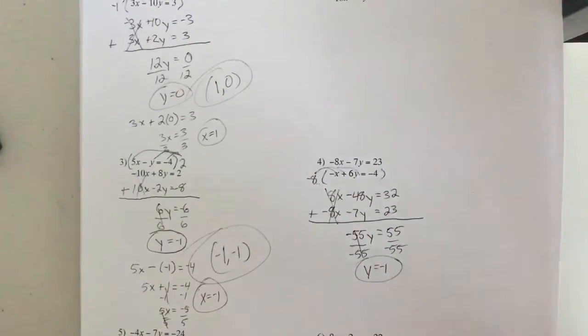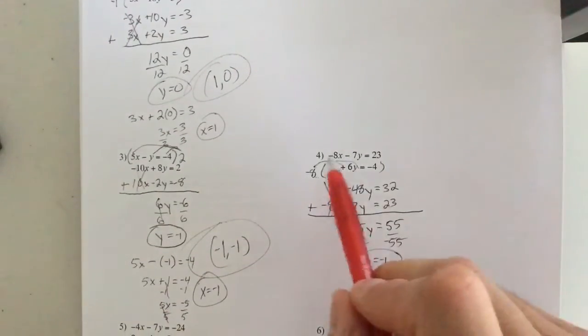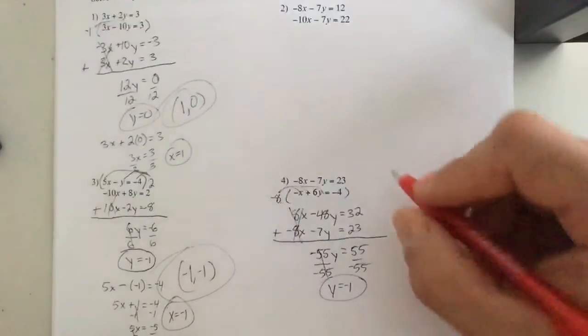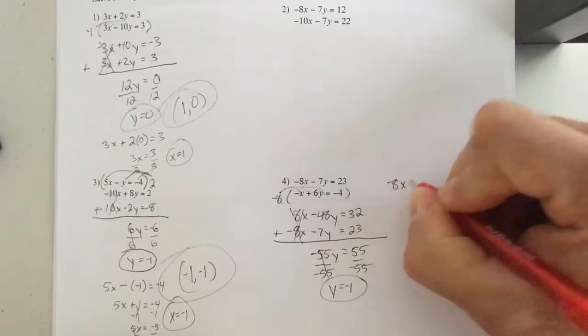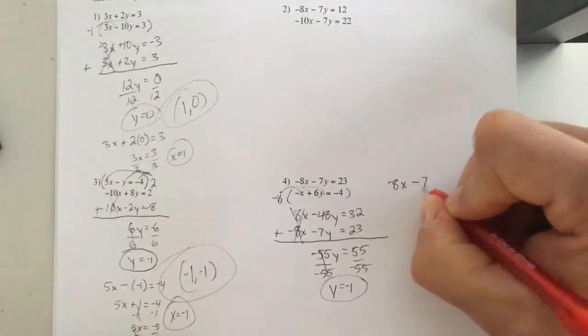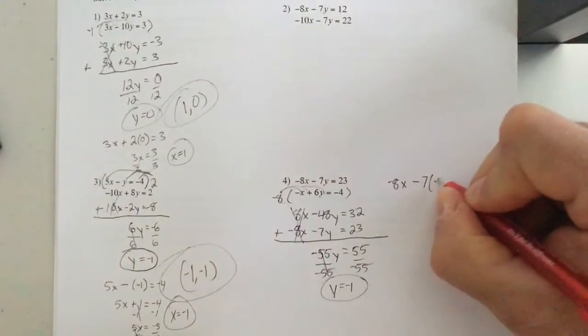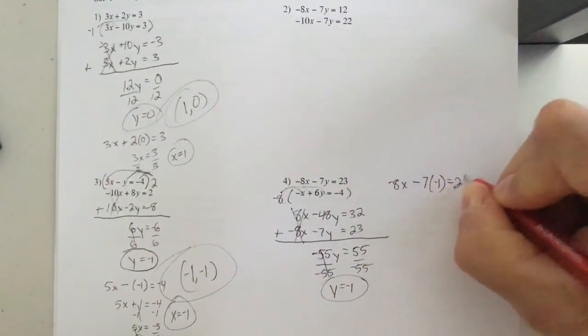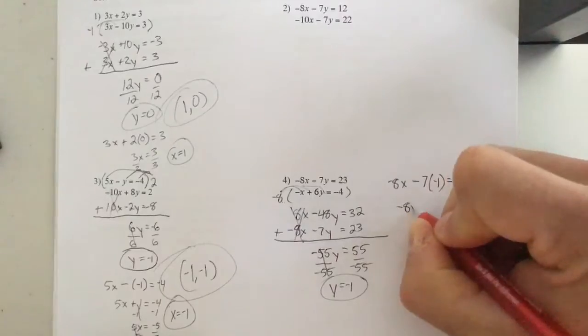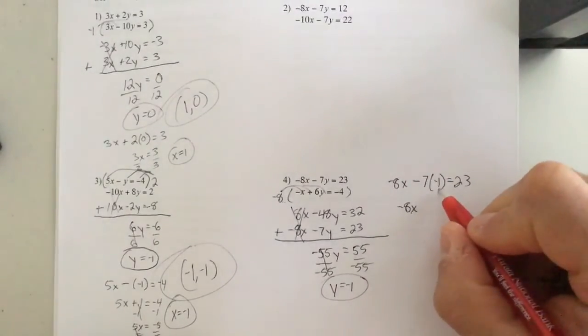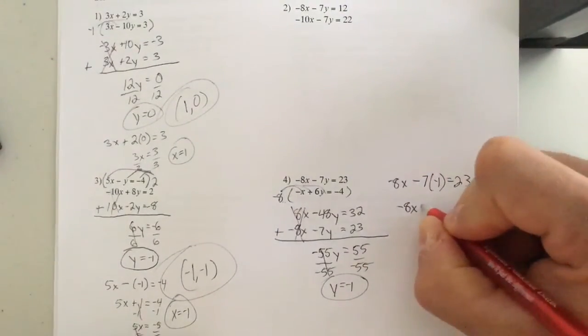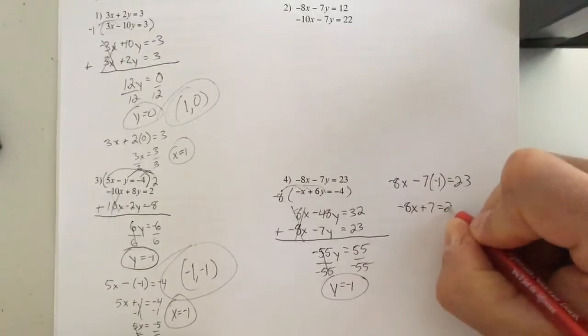Okay. Then plug that back into whichever original equation you like. Personally, I like the top equation. It's just a little cleaner. So I'm going with negative 8x minus 7. And then where I see the y, I'm going to substitute my negative 1. Okay, equals 23. Just rewriting here, negative 8x, well, negative 7 times negative 1, that's positive 7, equals 23.